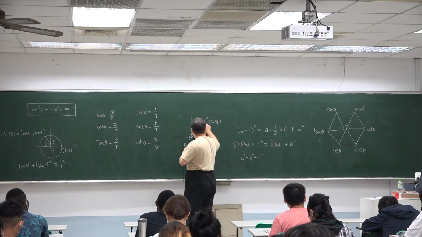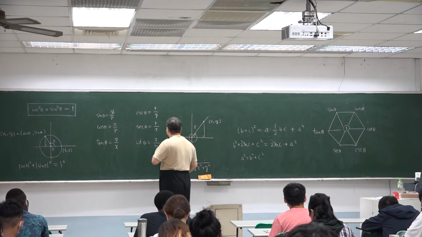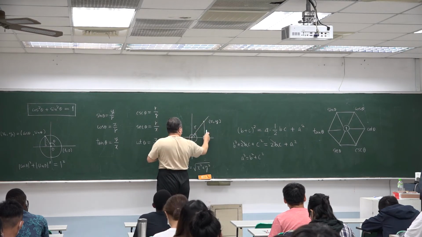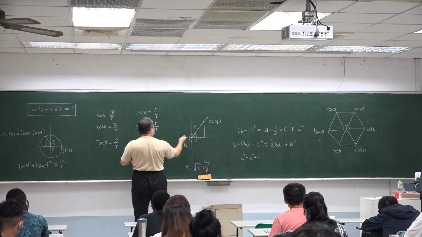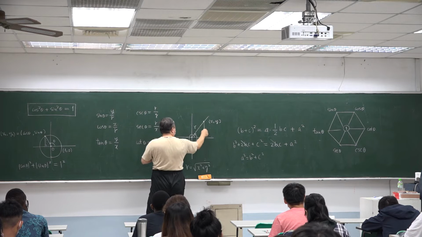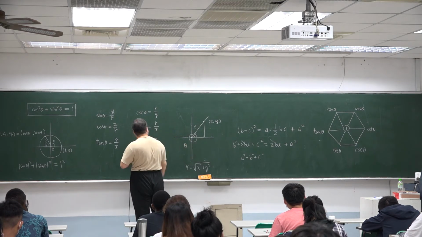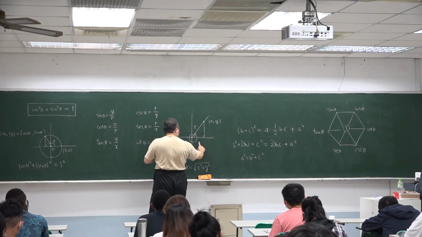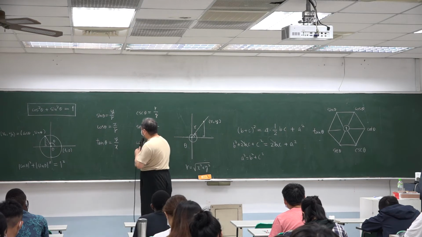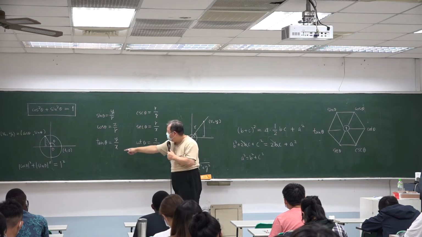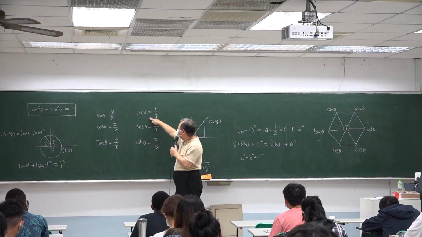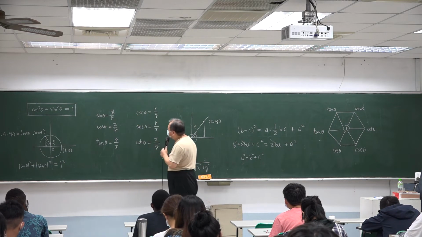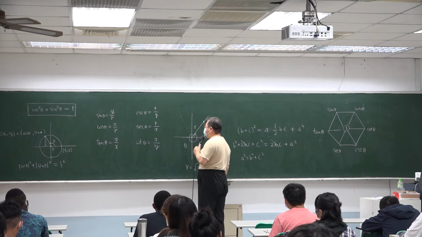And sine theta is exactly the ratio of y to r. Cosine is the ratio of x to r. Tangent is y to x. And the reciprocal of tangent is cotangent, secant is the reciprocal of cosine, and cosecant is the reciprocal of sine. Okay.